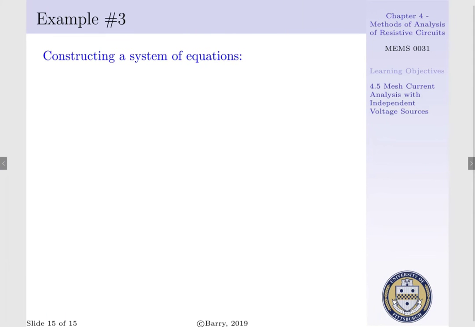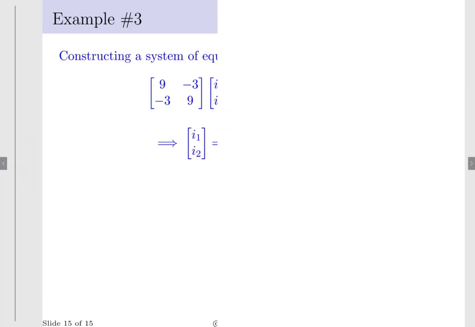Therefore, we can construct a system of equations. We'd have 9I1 minus 3I2 is equal to 20 for mesh current 1, and minus 3I1 plus 9I2 is equal to minus 8 for mesh current 2.